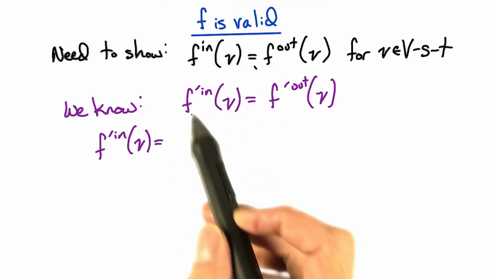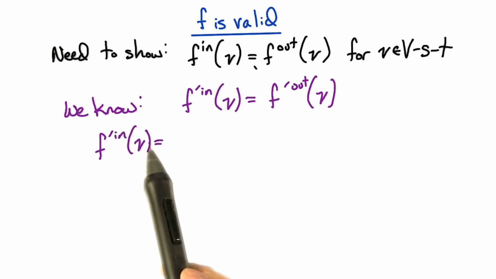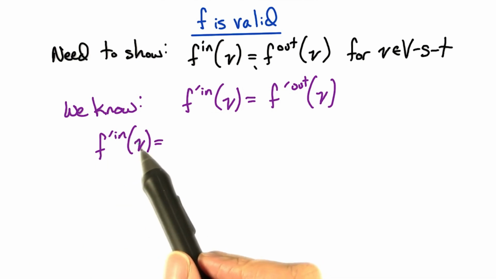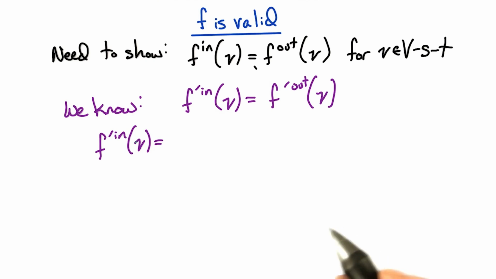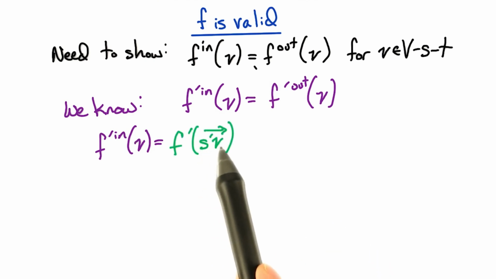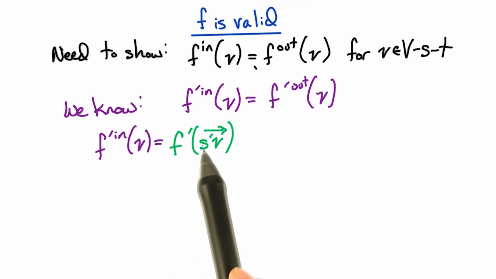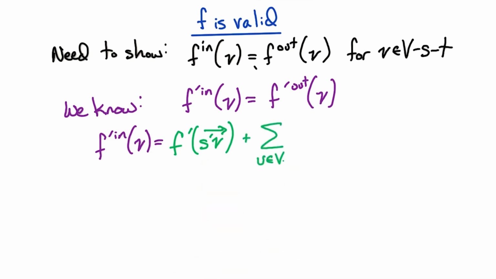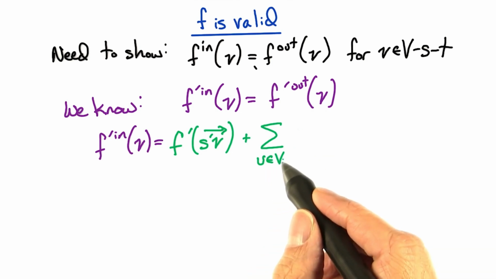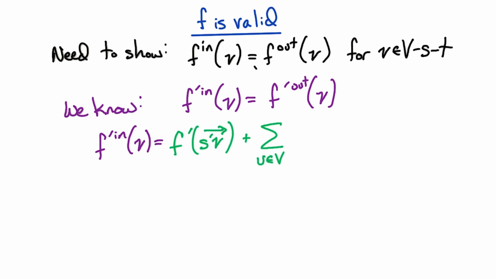So let's take a look at this first quantity, the flow into the vertex V in this graph G prime. Now which vertices have edges to the vertex V? This is in the graph G prime that we constructed. Well, this new vertex S prime has an edge to every vertex. So there's an edge from S prime to V. And for every vertex in the original graph, if U was connected to V in the original graph, then it's still connected in this new graph G prime.